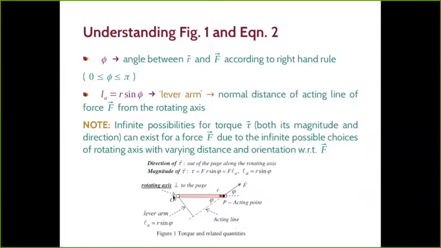Now, note that this choice of rotating axis is not unique. You can choose multiple rotating axes, and so you will have, as a result, multiple torques of the force about these different axes of choice. Both the position and the orientation of this axis are not unique, and you can choose whichever axis you want to work with. In fact, for this experiment, we will choose two different points and two different axes to calculate our torques.